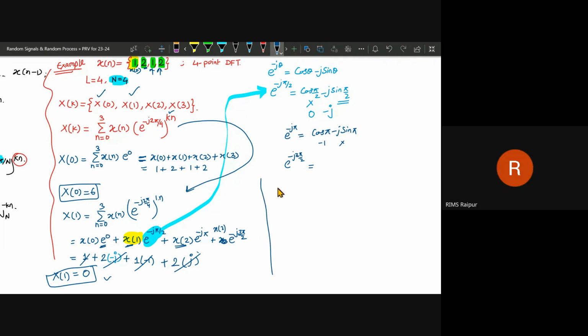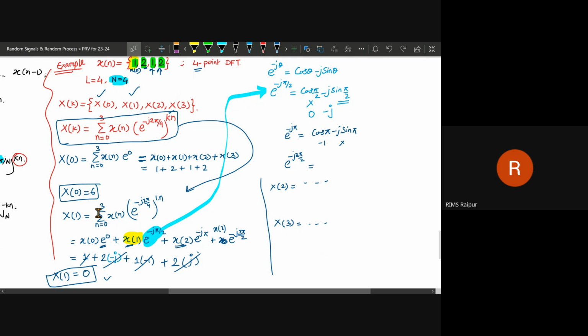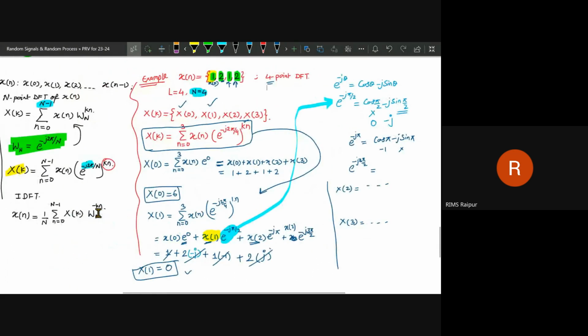Similarly, you have to find x of 2 also. To find x of 2, you put k equal to 2 in this expression and solve it again like this. And similarly, you have to find x of 3 also, only up to 3, because we are finding the 4-point DFT. So this is one example of DFT. Also, there is another way to find DFT, that is called the fast Fourier transform, FFT. However, I'm not considering that part right now.